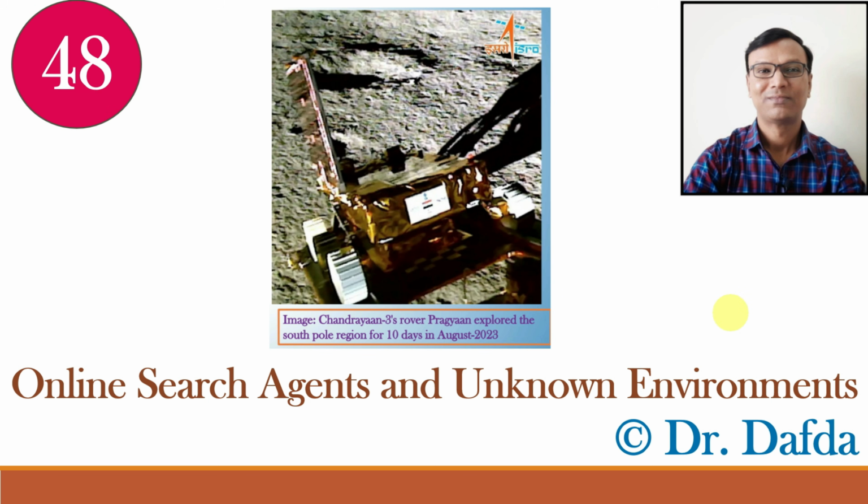Now let us imagine a different situation. Suppose a robot enters a completely new building for the first time. It has no map, it does not know where the rooms are, it does not know where the walls or obstacles are. It does not even know where the destination is located. The only way it can learn is by moving, observing, and remembering what it discovers. This type of search is called online search.